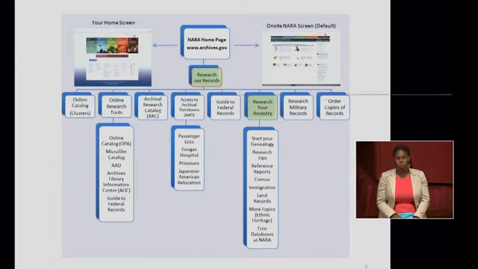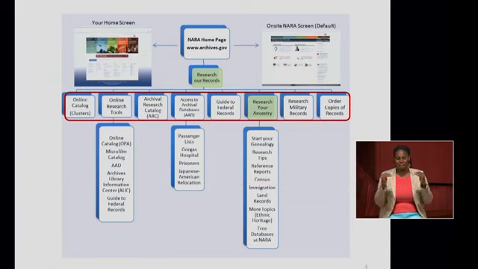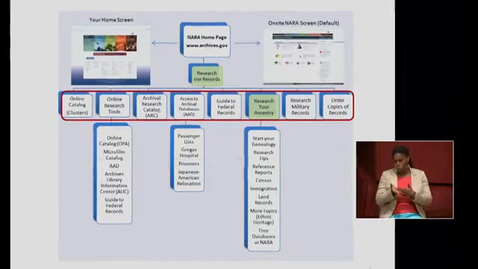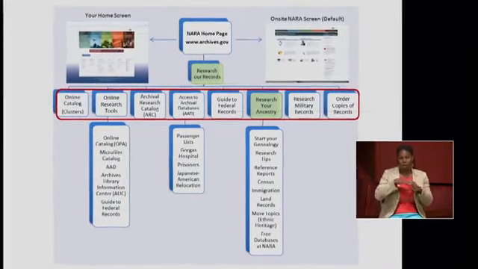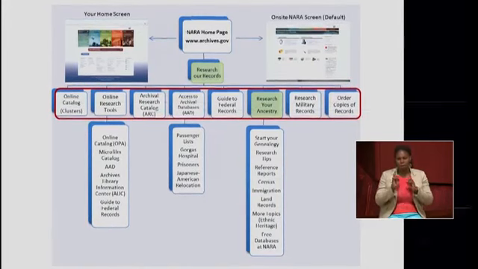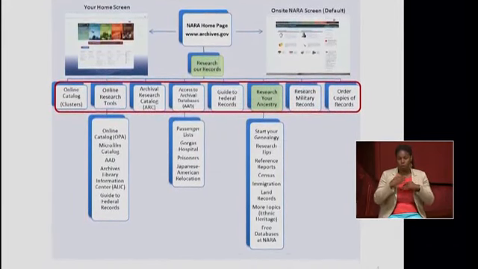Now, let's realize that there is a level of research. We're going to look at these different levels, and the first level I've outlined is researching our records. There are various links that we're going to travel through, some more in detail than others, just to give you a little overview of what we have available on the website.